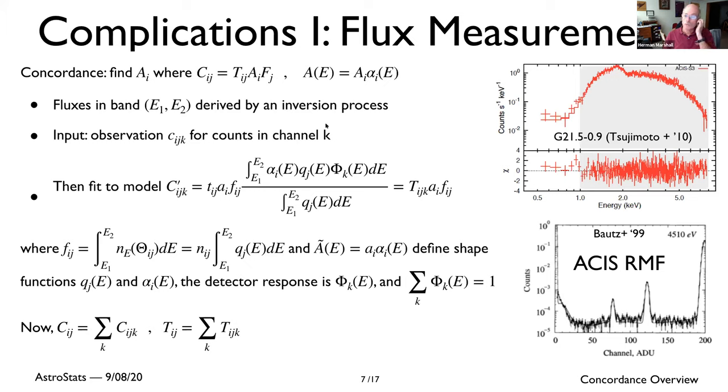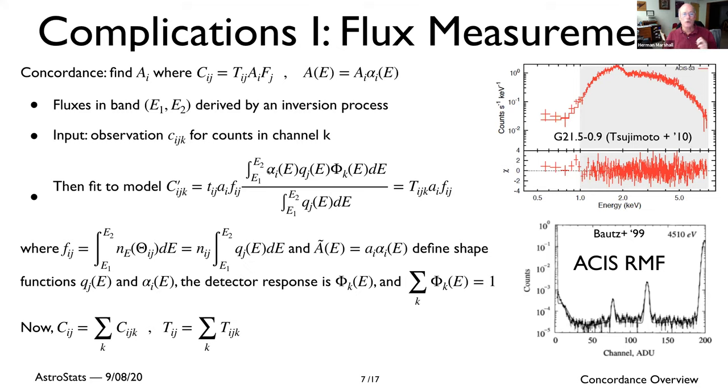In reality, what we do is we determine a flux in a band from an energy 1 to an energy 2 by an inversion process. Here's an example of the counts that are observed per unit energy in independent channels, and we do a fit. In this case, there's a chi-square statistic being used because there are a lot of counts. The band pass of interest is like 1 to 8 keV there. So what we're trying to do here is to get a measure of the flux in this band.